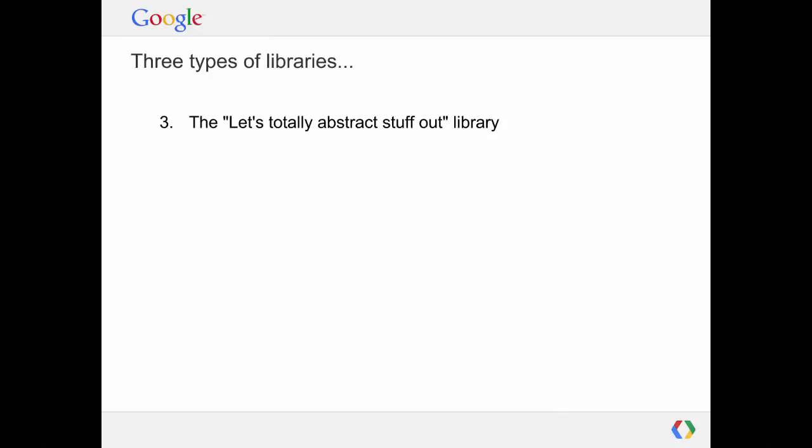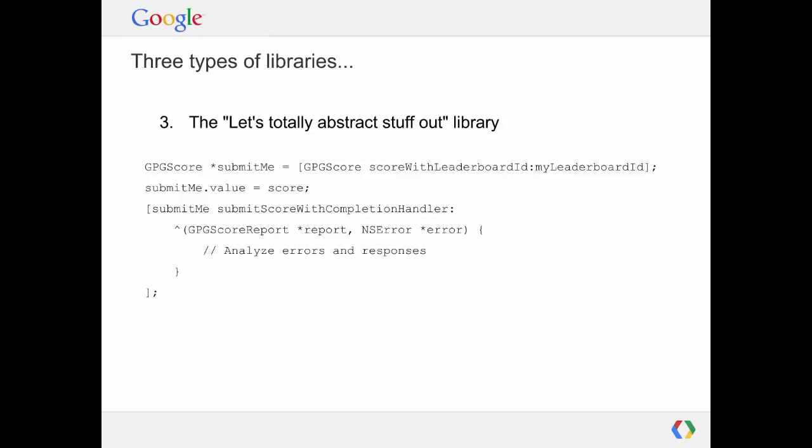And then the third type of library is the, hey, let's completely abstract this stuff out for you. And this is what the Play Games library for iOS does. So here, I'm creating a score object by calling the GPGScore class method score with leaderboard ID. I'm assigning it a value, and then I'm telling the score object, hey, go submit yourself.